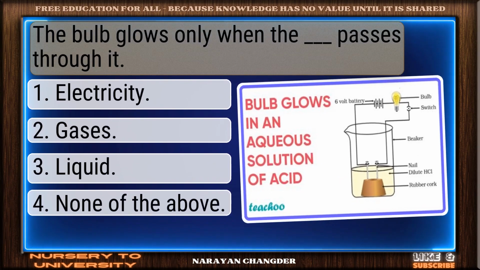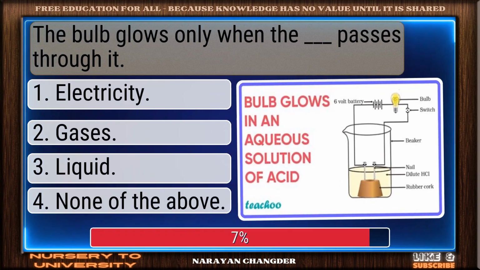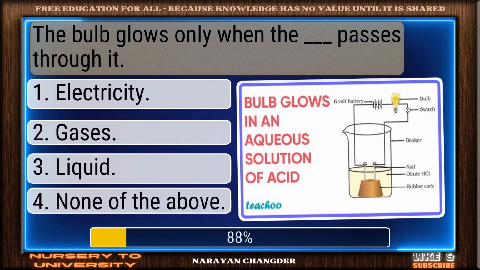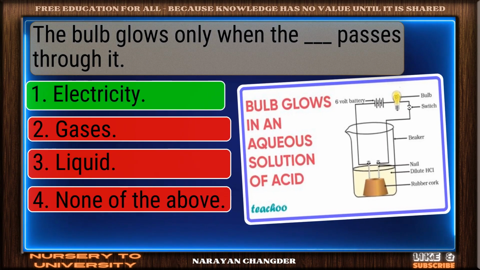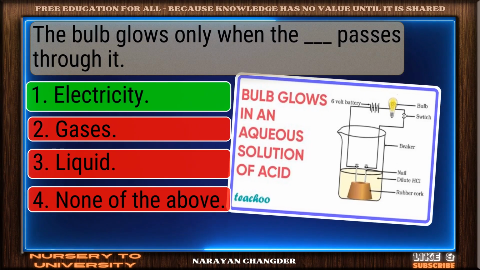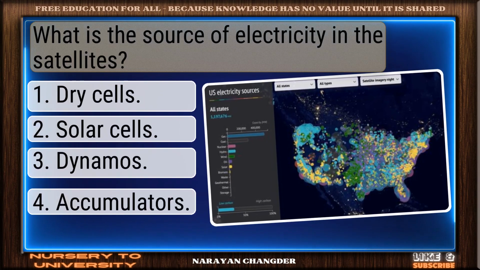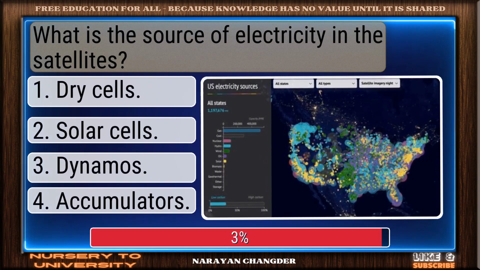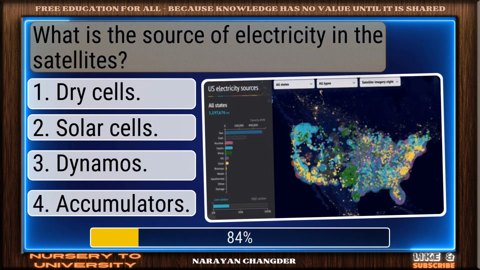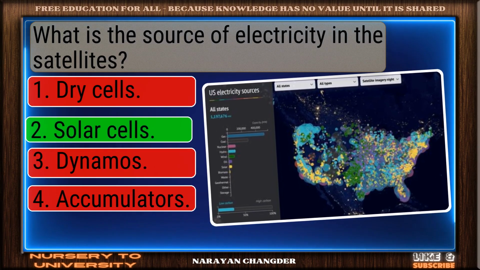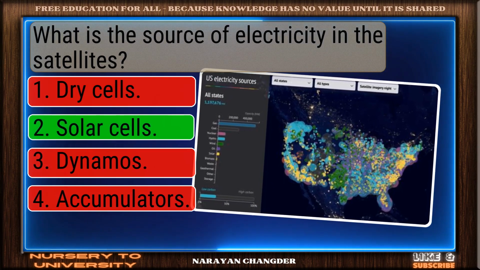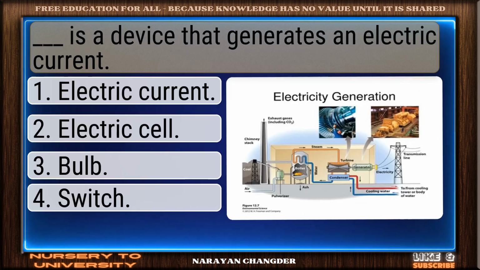The bulb glows only when the dash passes through it. Correct response. Electricity is the most accurate answer. What is the source of electricity in the satellites? Nice work. You chose solar cells and it is correct.